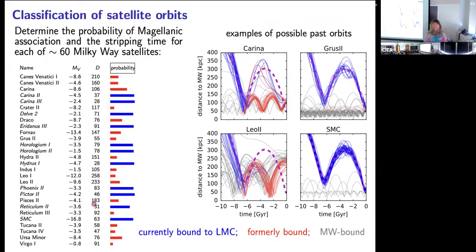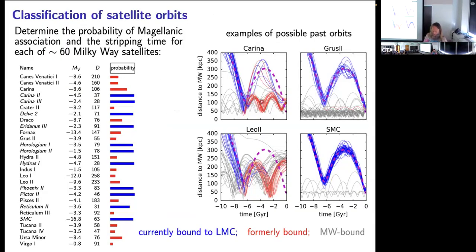And here are some examples. There are about 2,000 galaxies listed here with the probabilities of being current satellites, that is blue, or former satellites. The larger the bar, the larger the probability. How is that computed? Here's an example of some possible galaxies. The SMC is very clearly a current LMC satellite. Its galactocentric distance as a function of time stays in close vicinity of the galactocentric distance of the LMC itself, which is shown by the dashed line. So that is to say that it always stays in the vicinity of the LMC.